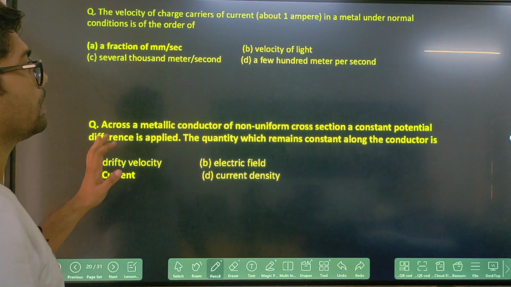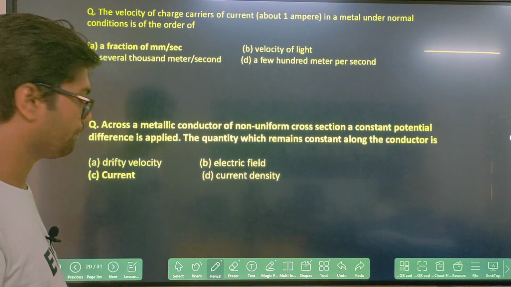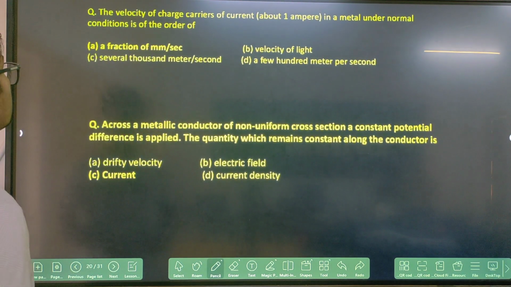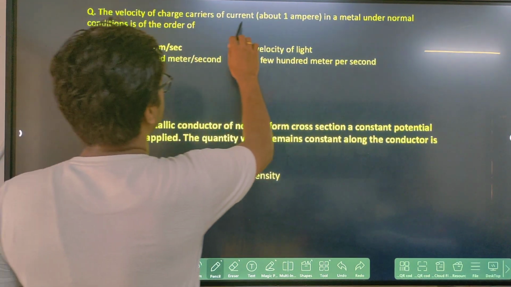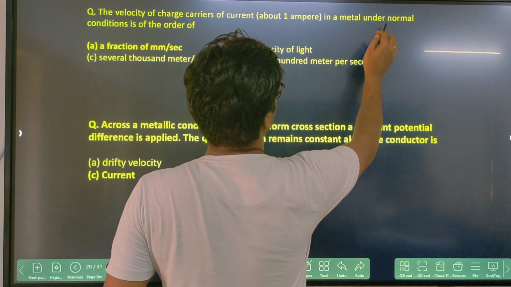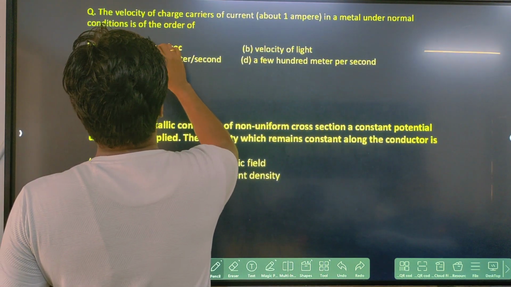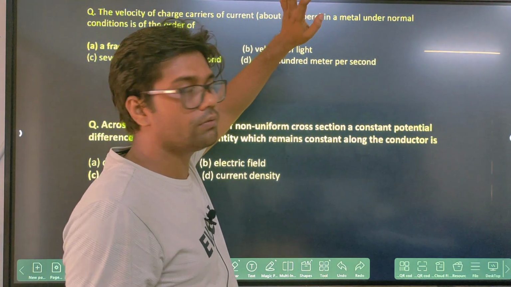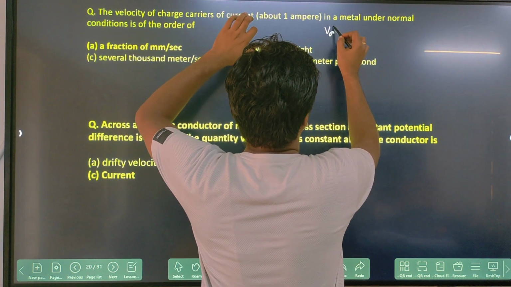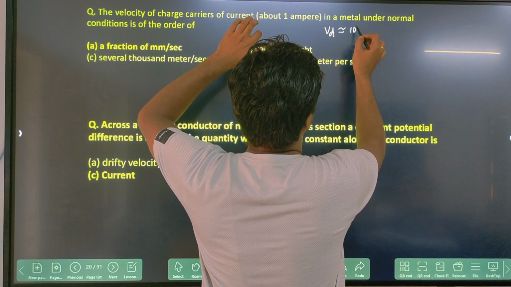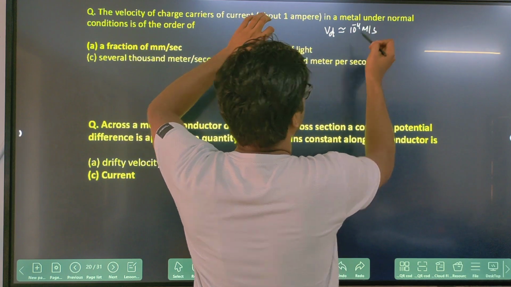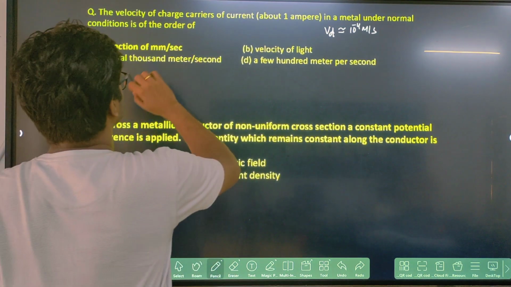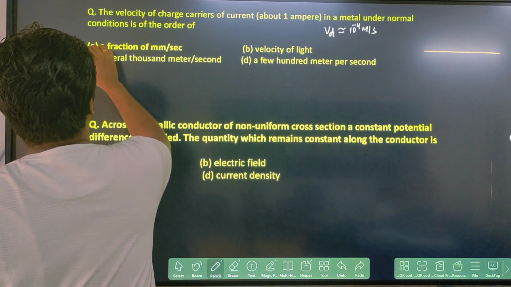Now let's do some problems here, and we will get to know all this. The velocity of charge carriers for a current of about 1 ampere in a metal under normal conditions is of the order of... So there is a current of 1 ampere, and they are talking about drift velocity. You know that drift velocity comes out to be of the order of 10 to the power minus 4 meter per second, so you see here a fraction of a mm per second. This option will be correct.